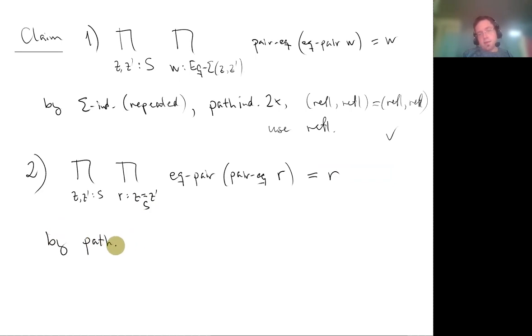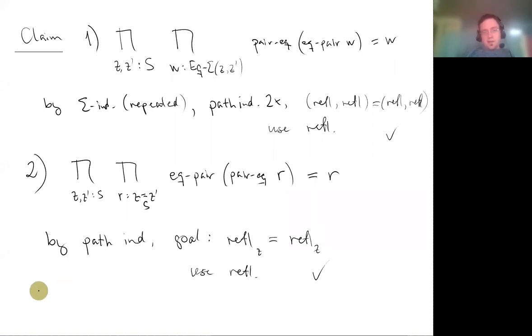And the goal is to show, well, what happens in that case. So pair eq of refl is the pair of refl reflexivities, and eq pair of a pair of reflexivities is reflexivity. So we just have to show that refl of z equals refl z. So R is refl z, and this becomes equal to refl z. We have to identify reflexivity with reflexivity, and again, we can use reflexivity. And we're done.